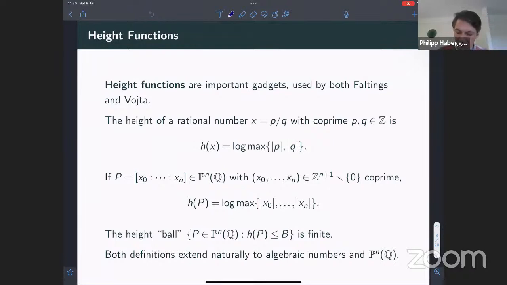So there's also a way to define the height of an algebraic number. It extends to Q bar, and for example, the height of square root of 2 is log of square root of 2. Then this finiteness statement that I said doesn't hold in general anymore, but it holds if you look at points over a fixed number field. So the height extends to algebraic points, and it also extends to algebraic points of projective space.